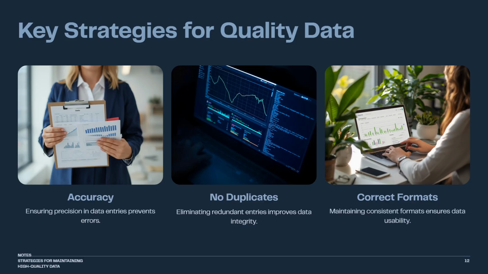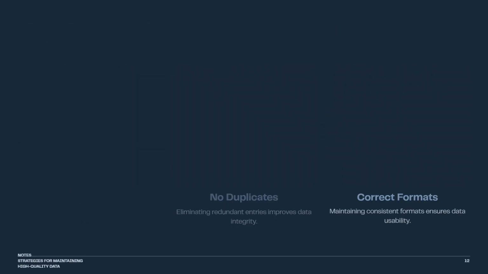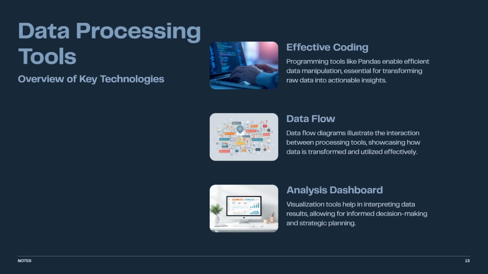To improve data quality, focus on five key areas. First, ensure accuracy. Second, remove duplicates. Third, standardize formats. Fourth, handle missing values. Fifth, optimize for analysis.